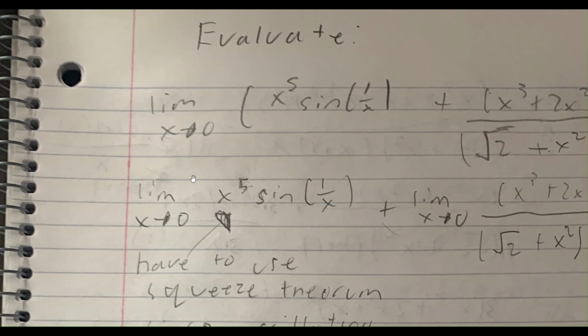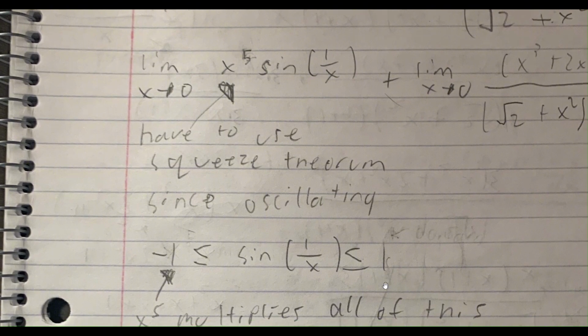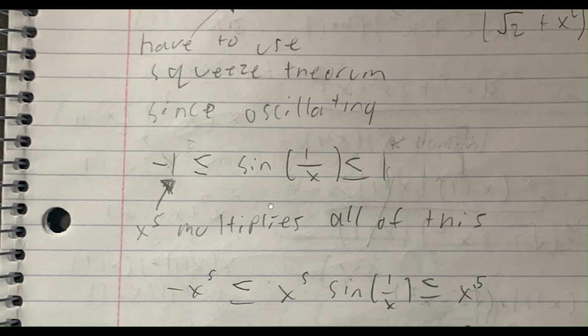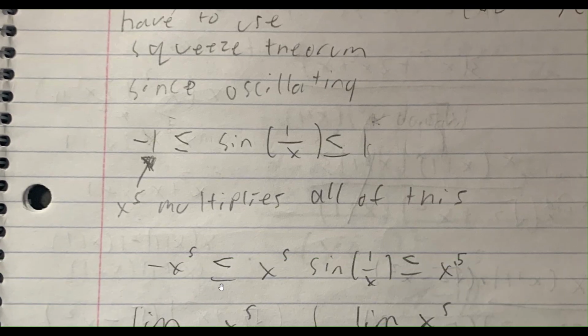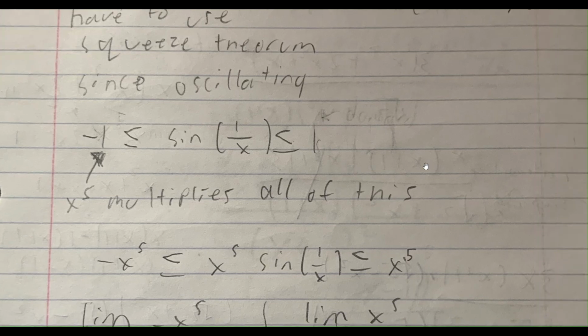Now, if you take a look at this x to the 5 times sine of 1 over x, we can see that this x to the 5 multiplies everything in this sine of 1 over x, which means that for this range, we can multiply all of this by x to the 5, which gives us this. Negative x to the 5 is less than or equal to x to the 5 times sine of 1 over x, which is less than or equal to x to the exponent 5.